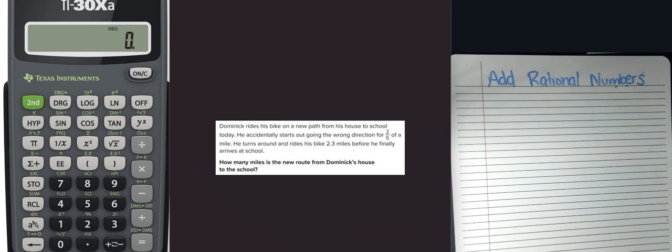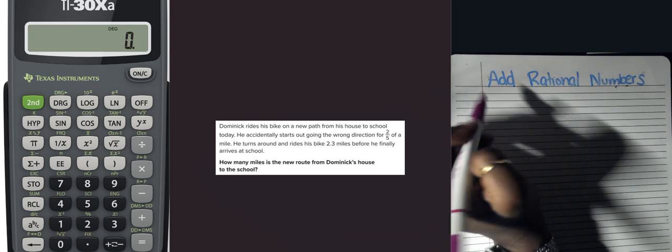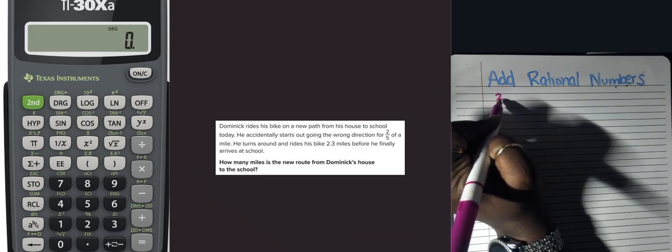All right. So the first thing we need to pull out is the numbers that make sense in this problem that we need to know about. We also need to identify which operation we're using. So we know that we're adding the combined total in order for us to figure out how many miles his new route is from the school. So the first number that I see is 2/5. So we're going to write 2/5.